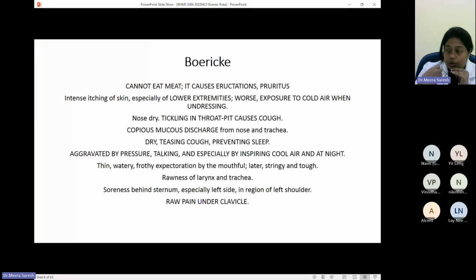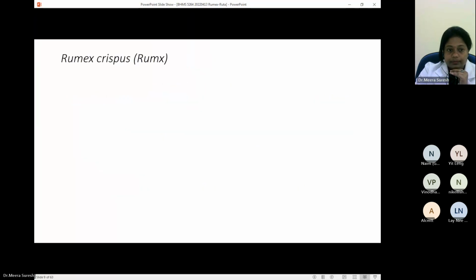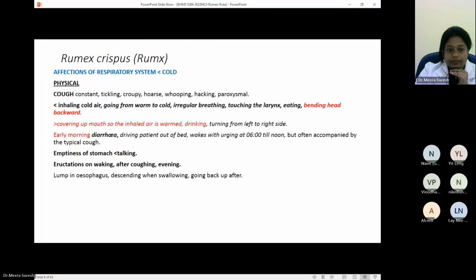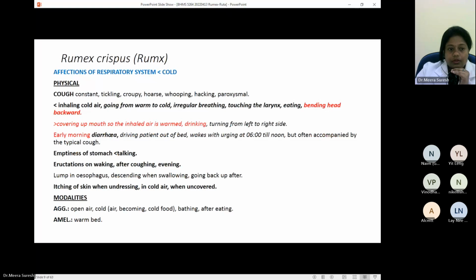But I just told that the patients, or the provers, have told like that. From the clavicle itself, the cold air is entering into his body. Imagine what all he is saying. The lump sensation in the throat. So here also it is the similar symptom, the respiratory complaints, aggravation from cold, cough, constant tickling, hoarse, croupy, whooping, anything, inhaling cold air, touching the larynx. But one thing that we didn't mention is bending the head backward. That also can be an aggravation.